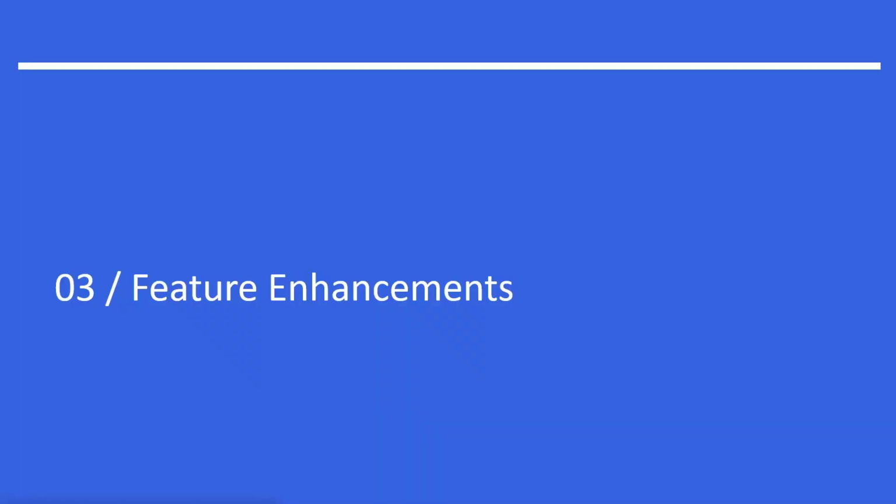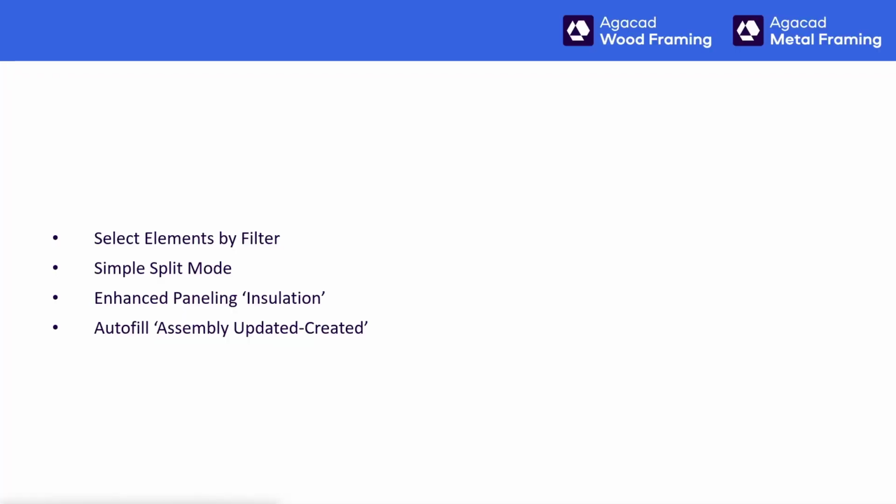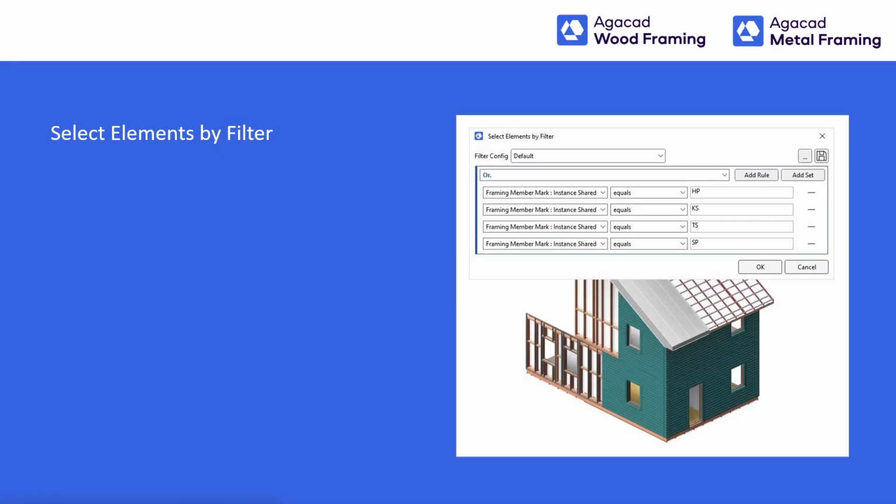There you go. So on top of everything, there's another segment of the webinar where we're going to look at some of the feature enhancements. So some of the existing features and how we enhance them. The content will be some of the features you can see here. So select elements by filter, simple split mode, enhanced paneling installation, and autofill assembly, update a created parameter.